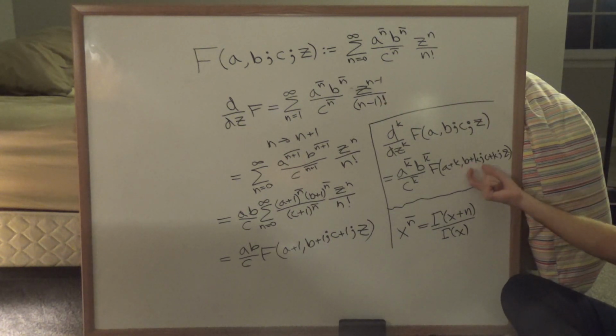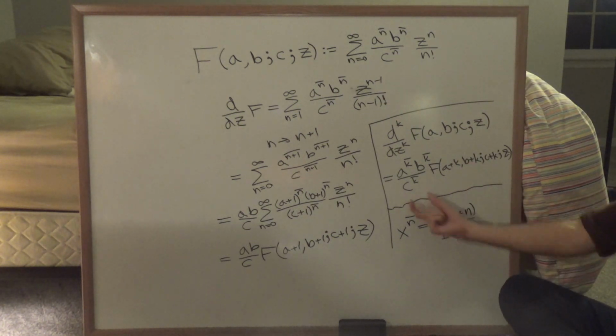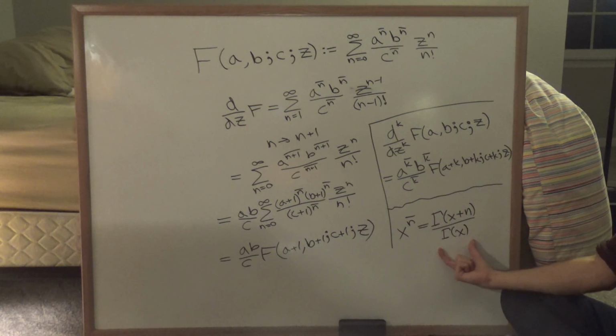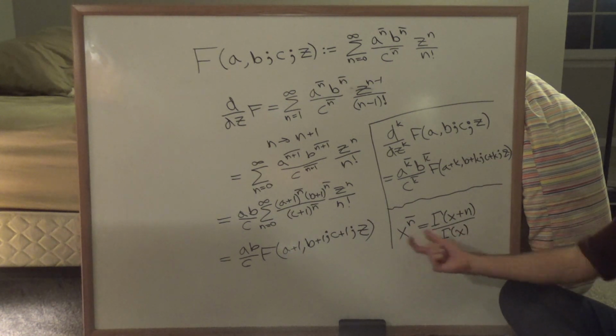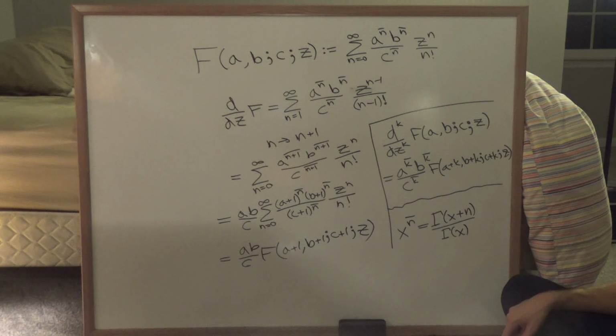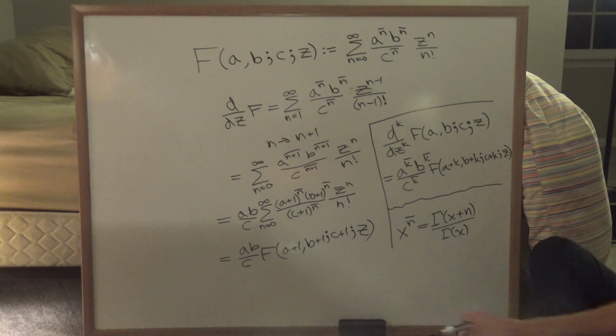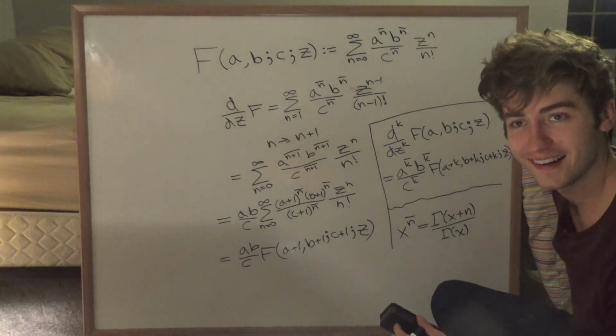And so all of this is perfectly well defined, and so all of this is well defined too because of this result here, based on how we defined the rising factorial. And so you can have any derivative of the hypergeometric function that you want. So that's pretty cool. I hope that's all clear so far.